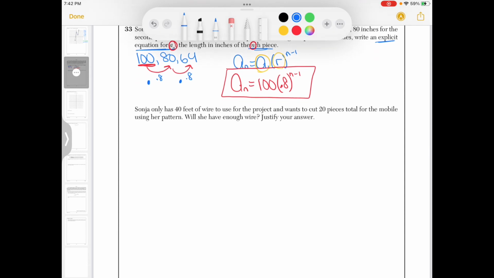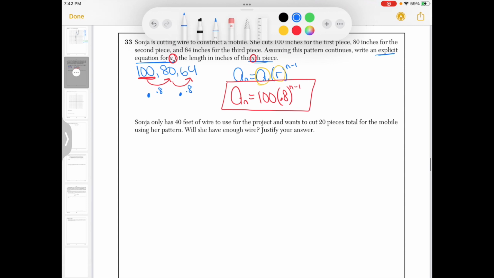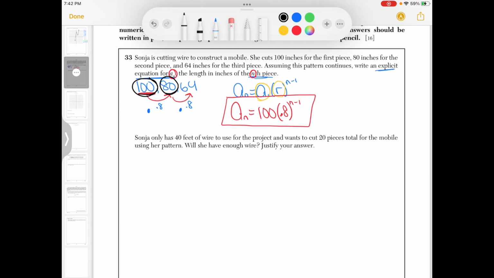Next, Sonia only has 40 feet of wire to use for the project, like the whole project, and wants to cut 20 pieces total for the mobile using her pattern. Will she have enough wire? So for this one, if she has 40 feet of wire to use, really think about what's happening here. I know it's kind of a weird situation, but for this one, she has 100 inches. For the next one, it's 80 inches. The next one is 64 inches, and so on.